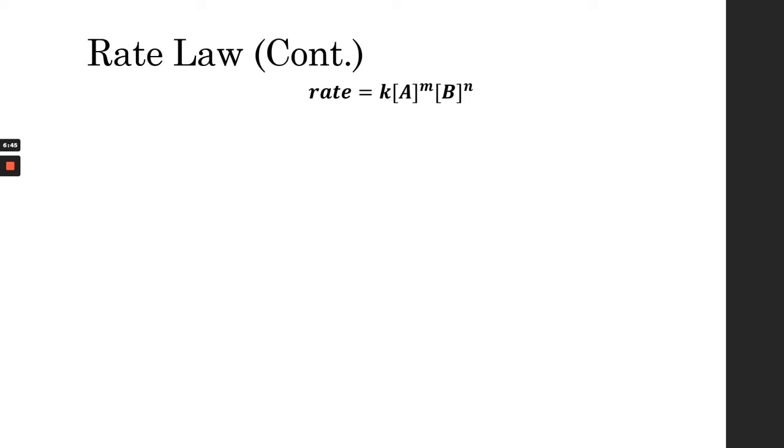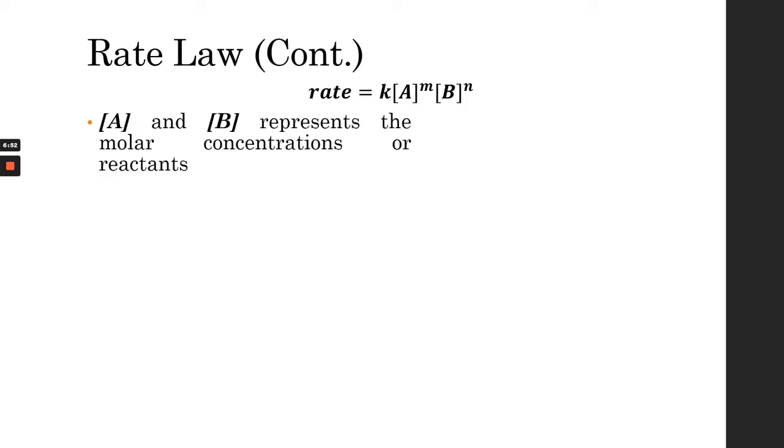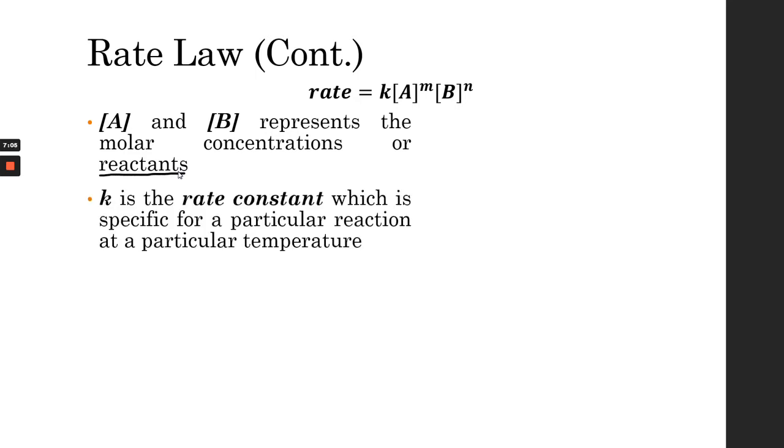So this is the rate law. This is the mathematical expression that they want you to write for certain reactions. So let's identify what these include. A and B, or the brackets A and brackets B, represent the molar concentrations of your reactants. Again, we are only dealing with reactants, not products.